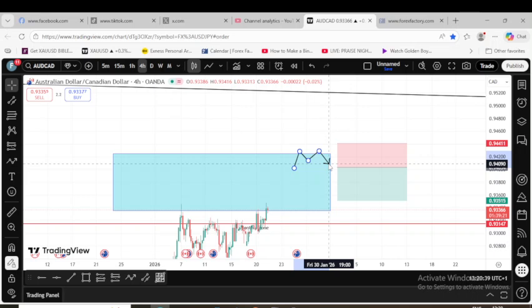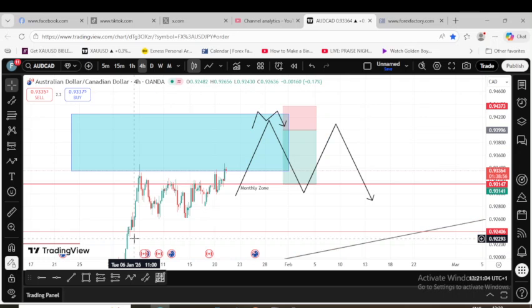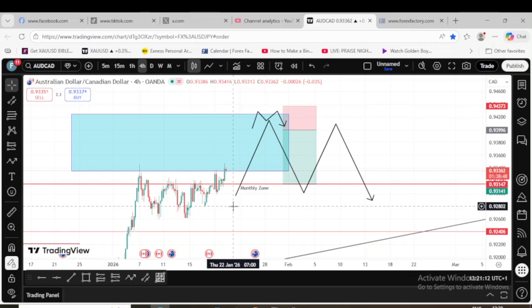So this is our current expectation. Probably we should be taking it to here since there's a monthly zone here. Price might not even get there. No, I should use this monthly zone to project the price. Anyways, that's it for top-down analysis on the Australian dollar.